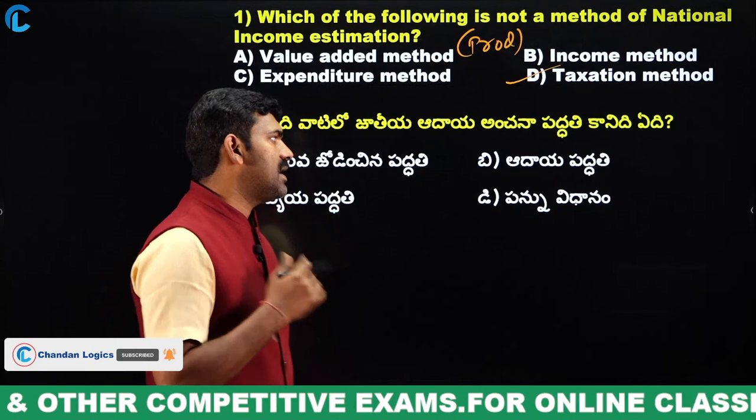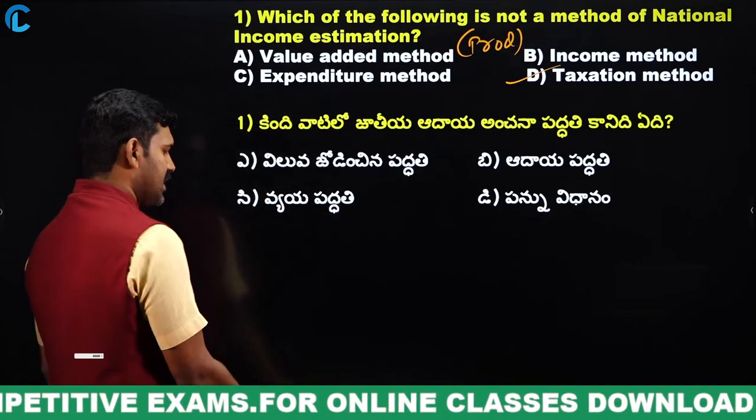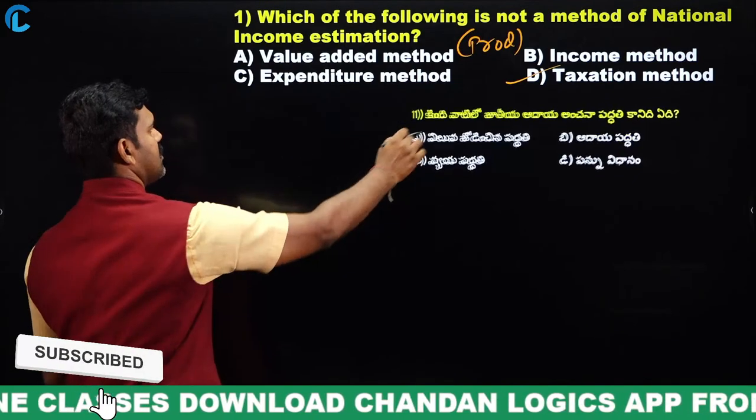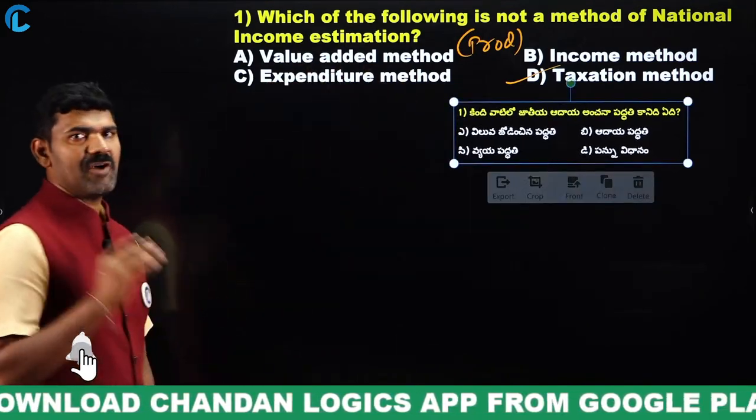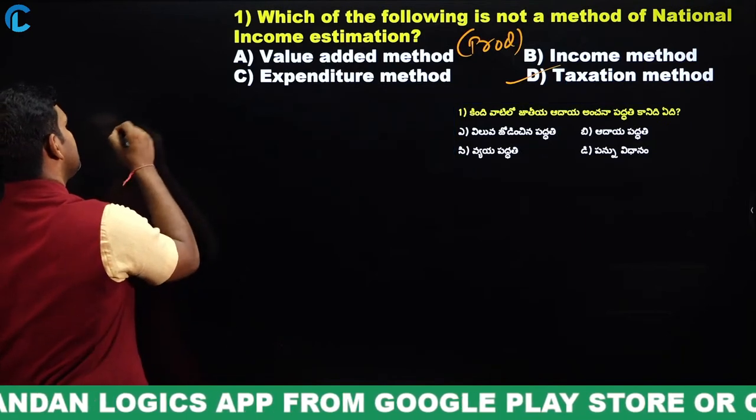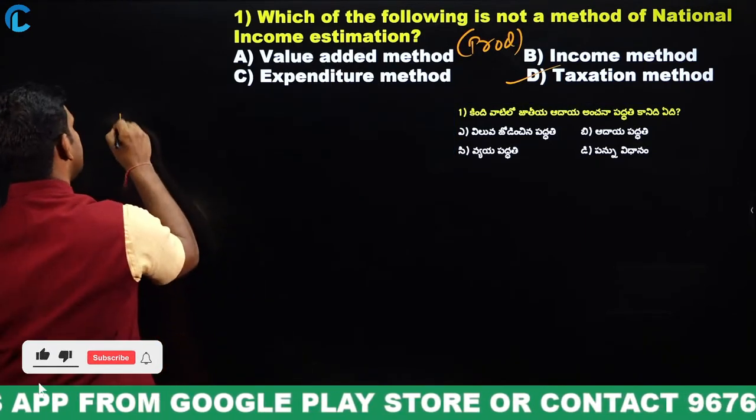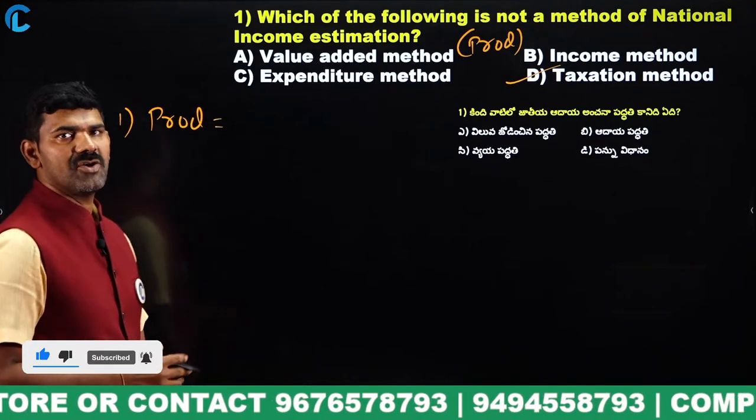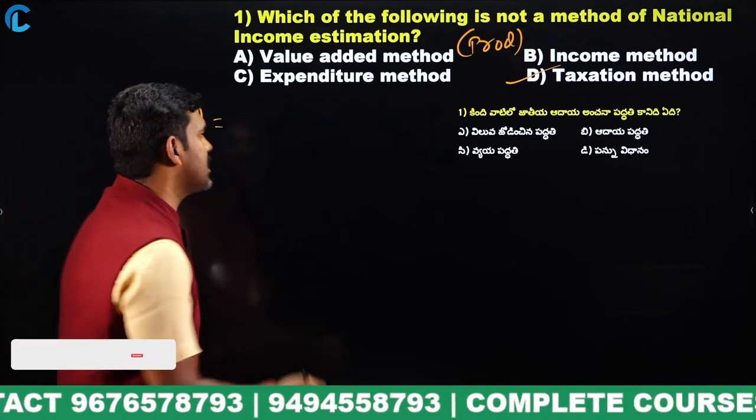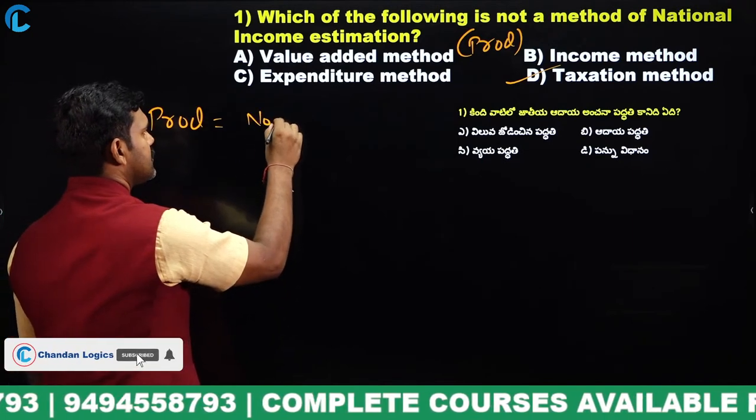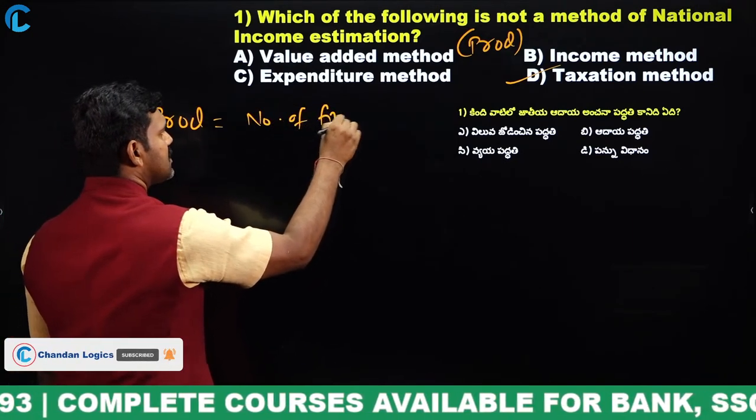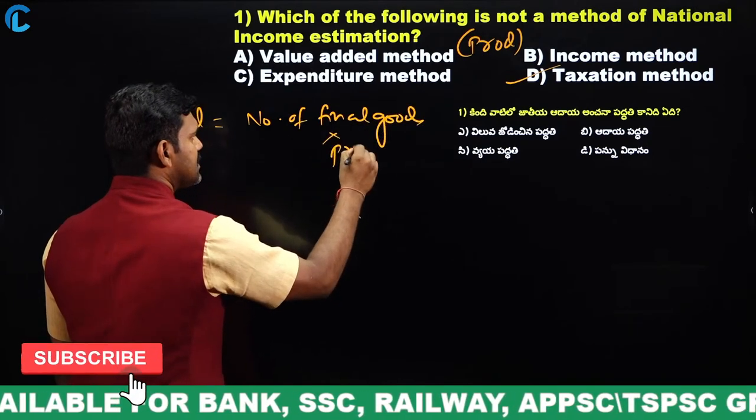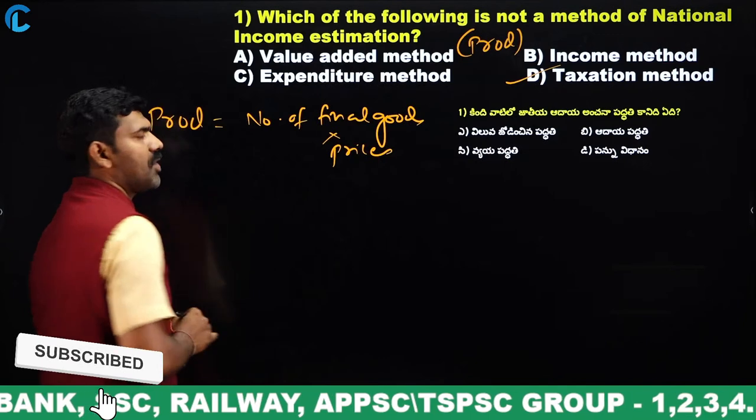Okay. Now, I'll try to give a certain overview on this very important concept. So, very clearly try to understand this concept, okay? See, basically, what is the meaning of a product method? When I say product method, it is nothing but the total value of the goods and services produced. Means what? Number of final goods produced into their prices. That's called a product method.